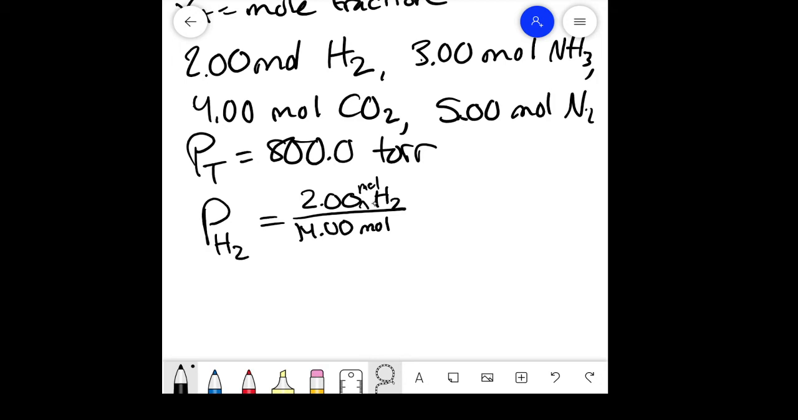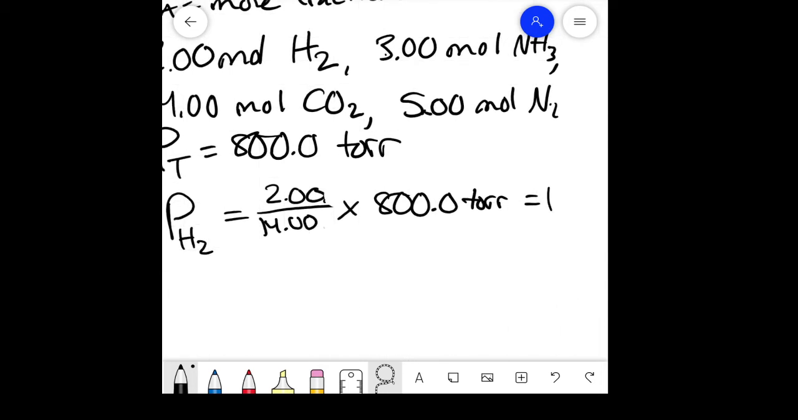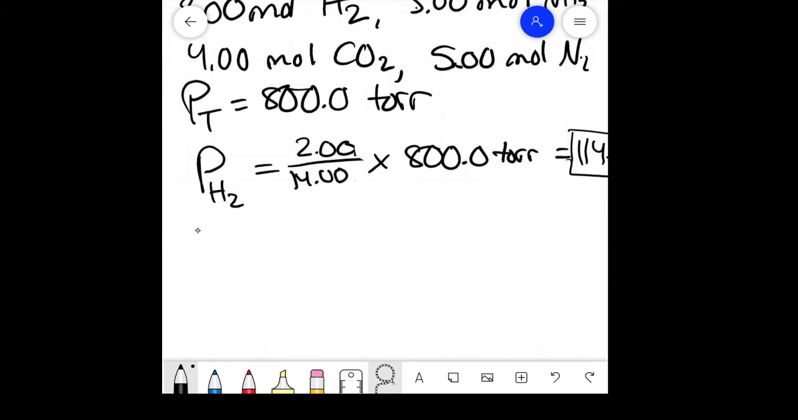But you actually don't need units here, because this makes just a ratio. So you don't need units on your mole fraction, it's just a number. You do need units on this next part. So mole fraction times the total pressure. See, now our unit is going to be a pressure. So stick this in the calculator. It's 114 torr.